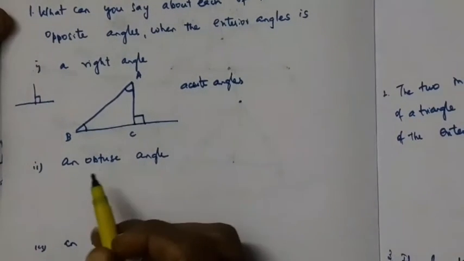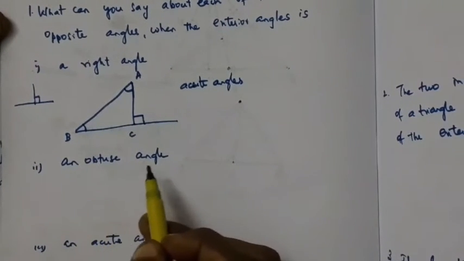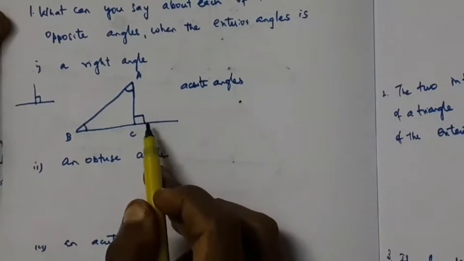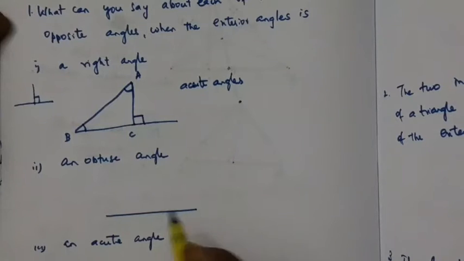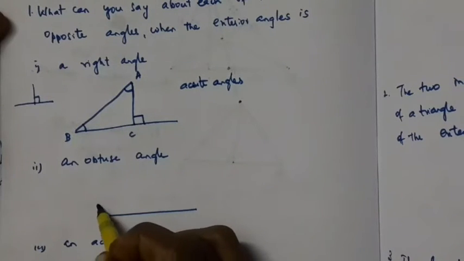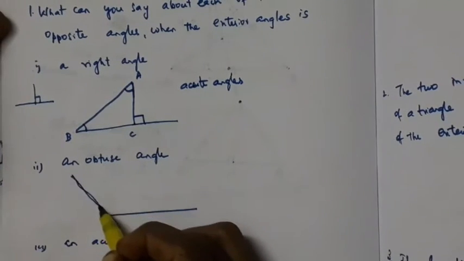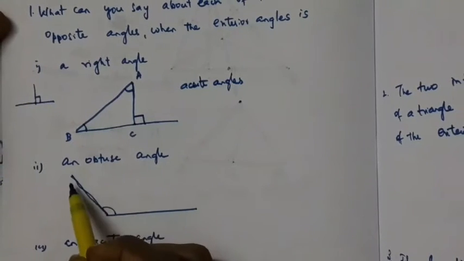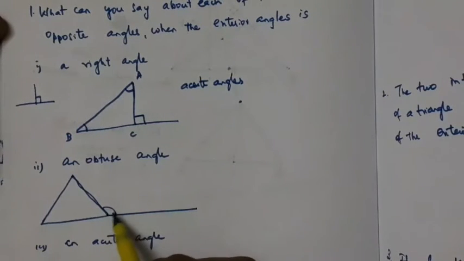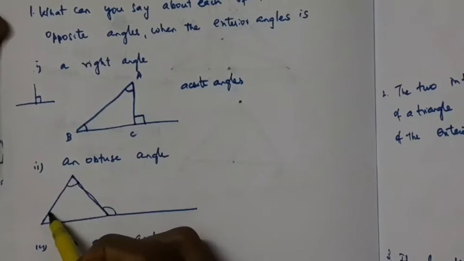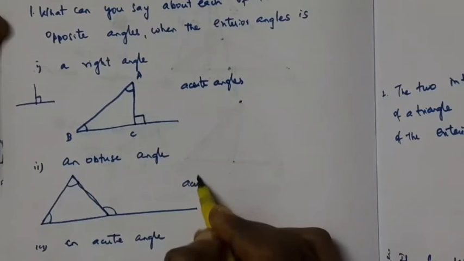So what can you say when the exterior angle is an obtuse angle? Here the exterior angle is a right angle. Now I have to draw such that the exterior angle is obtuse. So I will draw a triangle like this. Here the exterior angle is obtuse angle. What about the interior opposite angles? These two angles should be acute angles.